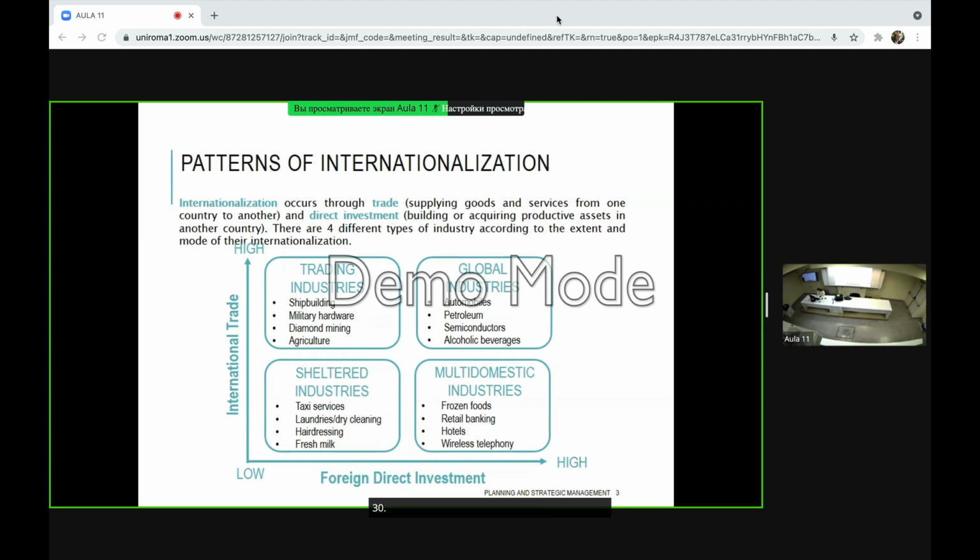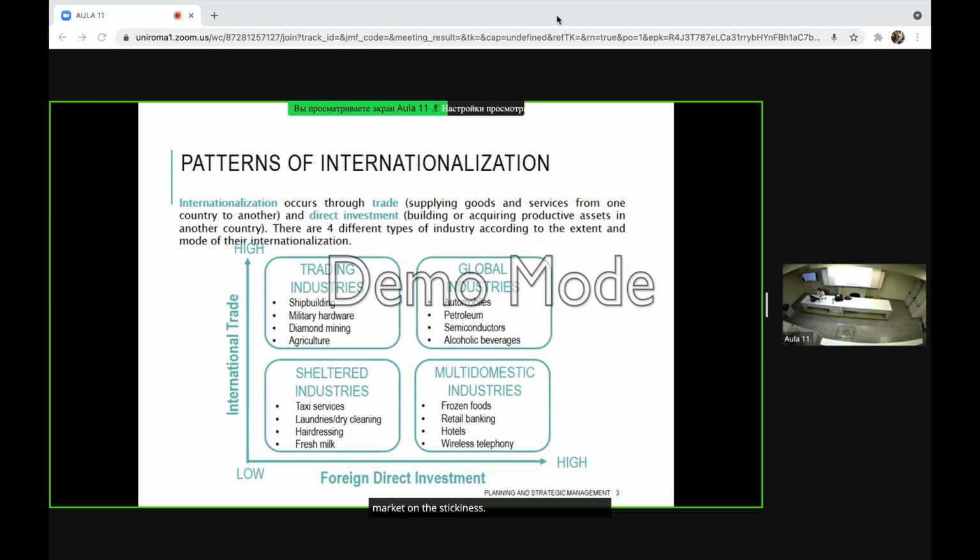Trading industries are industries where internationalization occurs mainly through exports and imports. And in these industries, products are tradable, subject to economies of scale, and customers' preferences are not nationally differentiated. These types of industries are related, for example, to diamond mining.